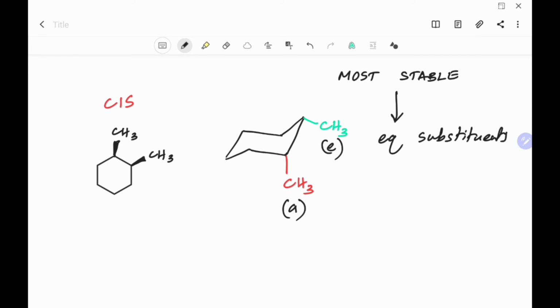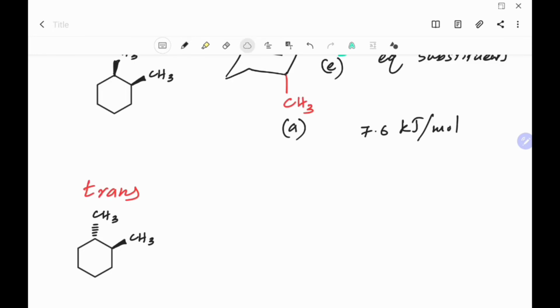So when you have a CH3 group on the axial position, you have 7.6 kilojoules per mole energy. Okay, so for the cis conformation, this is the most stable one. So let's try the trans conformation. So here's the trans conformation.